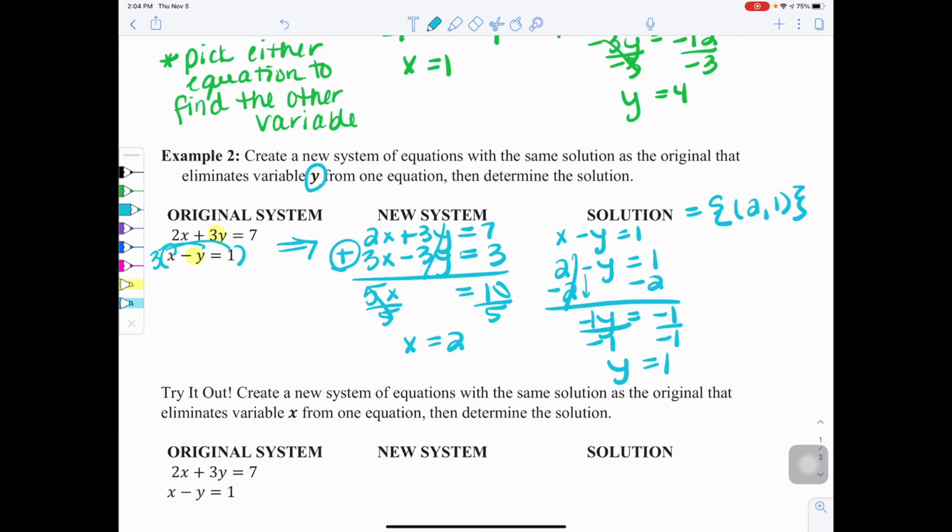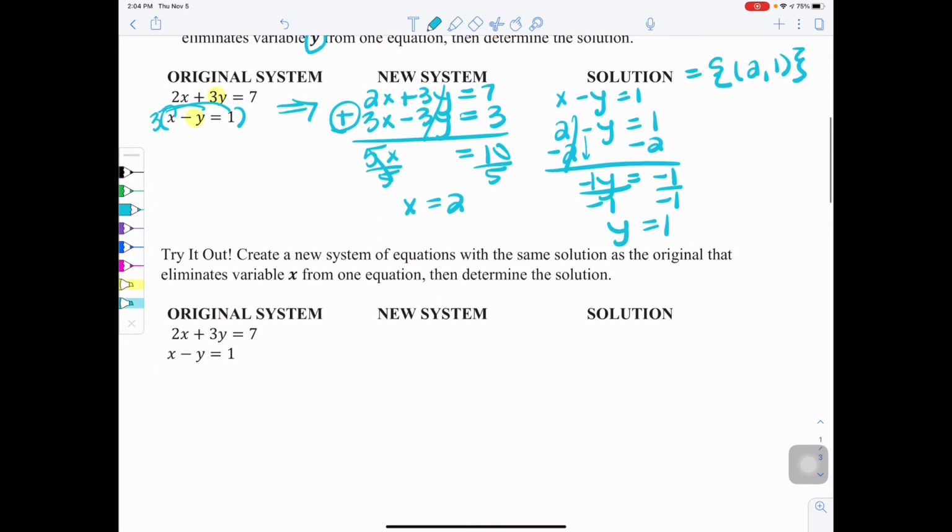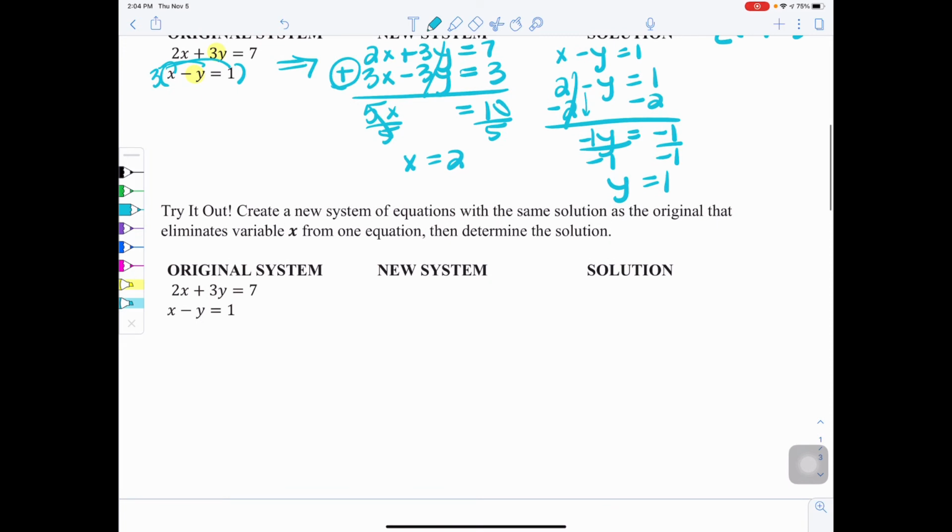Now the next problem says, try it out. Okay, so I'd like you to pause the video and try out this question. It says, create a new system of equations with the same solution as the original that this time eliminates x. So they want you to do the same system, but instead of eliminating y, we're going to eliminate x this time to determine the solution. So pause the video and resume when you're ready to check.